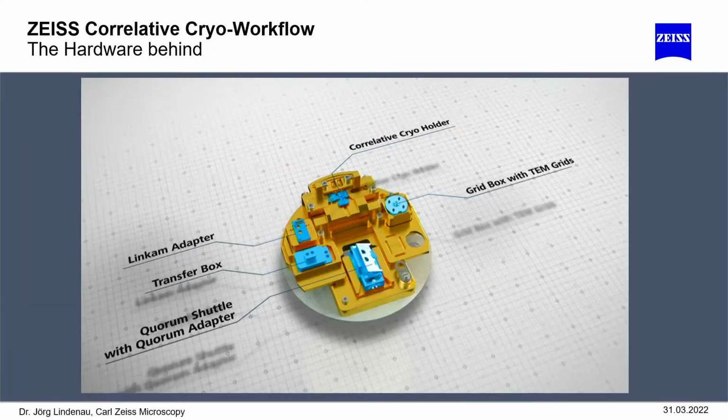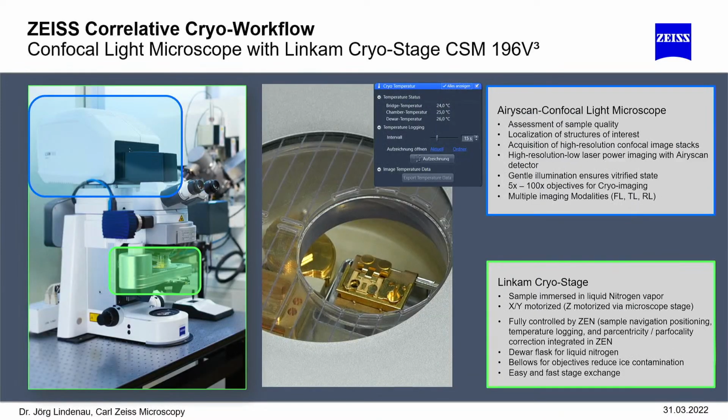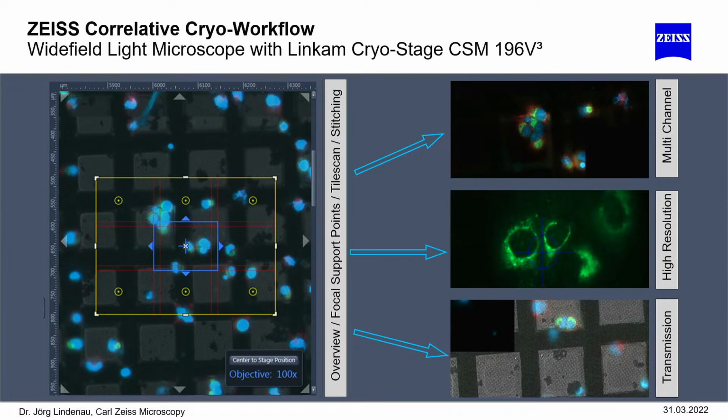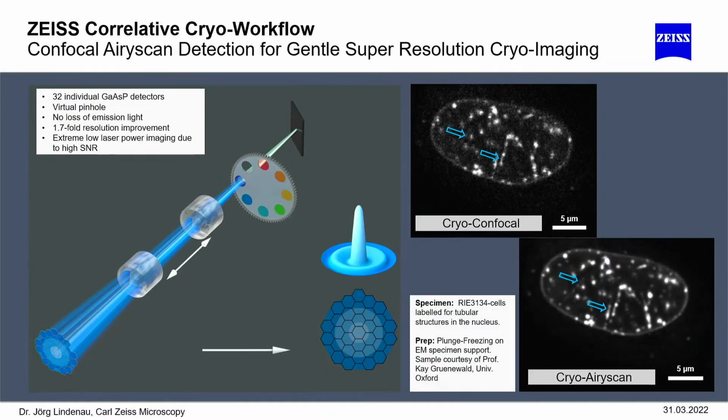This is how this loading stage looks. So we have a sample holder which can accept naked grids, clipped grids, or planchets. And then there's an adapter for the Linkam stage and for the crossbeam. So in the first place, the sample goes in the cryo confocal microscope, which can be used for widefield imaging, of course, but also for confocal.